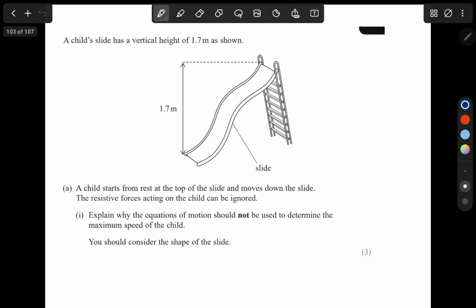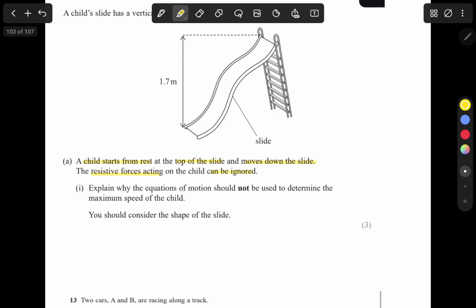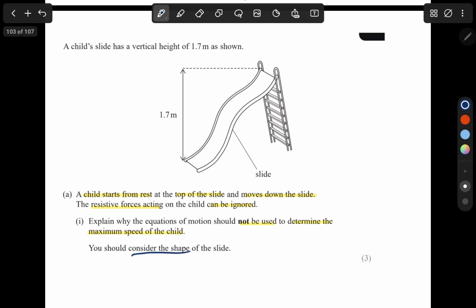Right, so here it says a child starts from rest at the top of the slide and moves down the slide. Resistive forces acting on the slide can be ignored. Explain why the equations of motion cannot be used to determine the maximum speed of the child. You should consider the shape. So you see this shape here, right?